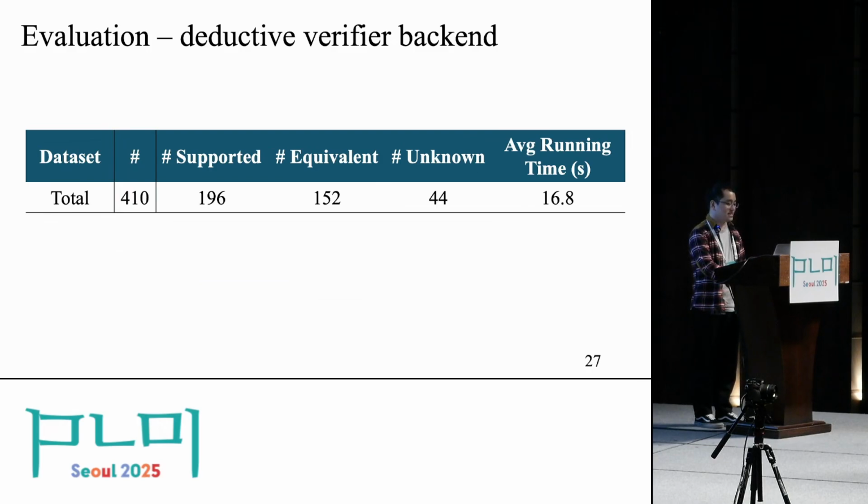When using Mediator as a backend, we only support less than half of the benchmarks. Among these supported pairs, we can prove 152 are equivalent, which are also confirmed by bounded model checking. Mediator returns unknown for the remaining benchmarks because it needs to find a complex invariant for long join chains, which leads to expensive SMT queries and thereby triggers timeouts. The average running time for these verification tasks is about 70 seconds.